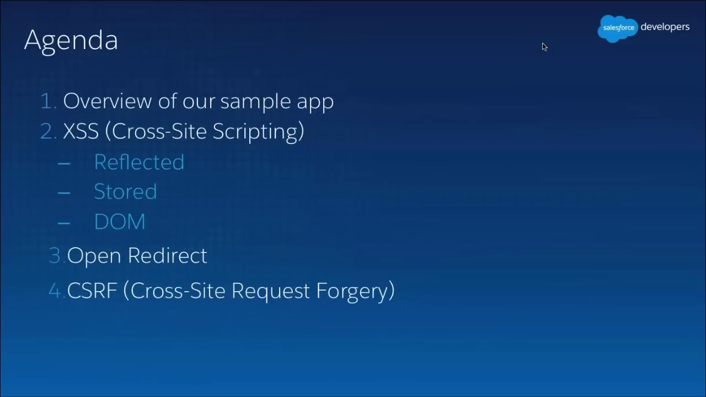So today we'll start with an overview of our sample app, which is a continuation of what we developed from part one. We have a lot of new features and these new features come with new vulnerabilities that we'll cover. Those vulnerabilities are cross-site scripting, which we'll go over first. We'll go over reflected, stored, and DOM, the three types of cross-site scripting, how to approach a problem, and how to fix them. Next up, we have open redirect vulnerabilities, and lastly, cross-site request forgery.